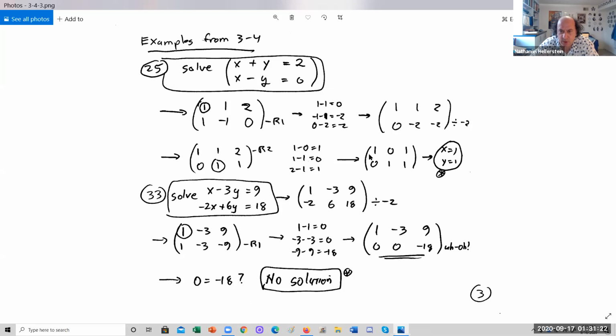So you have the matrix 1, 0, 1, 0, 1, 1. This translates to x equals 1. This translates to y equals 1. And it makes sense. 1 plus 1 is 2. 1 minus 1 is 0.